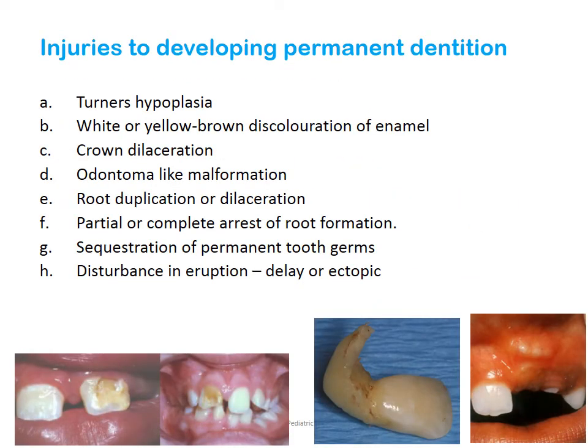Injuries to the developing permanent dentition can be like Turner's hypoplasia. As we all know, Turner's hypoplasia is what? There is single tooth discoloration, as we can see here. This is due to the trauma to the permanent tooth bud or tooth germ from the primary tooth. Or yellow, white, or yellow-brown discoloration of the enamel, crown dilaceration, odontoma-like malformation, we can see partial or complete arrest of root formation, sequestration of the permanent tooth germs, or the most common is disturbance in eruption, delayed or ectopic tooth eruption.